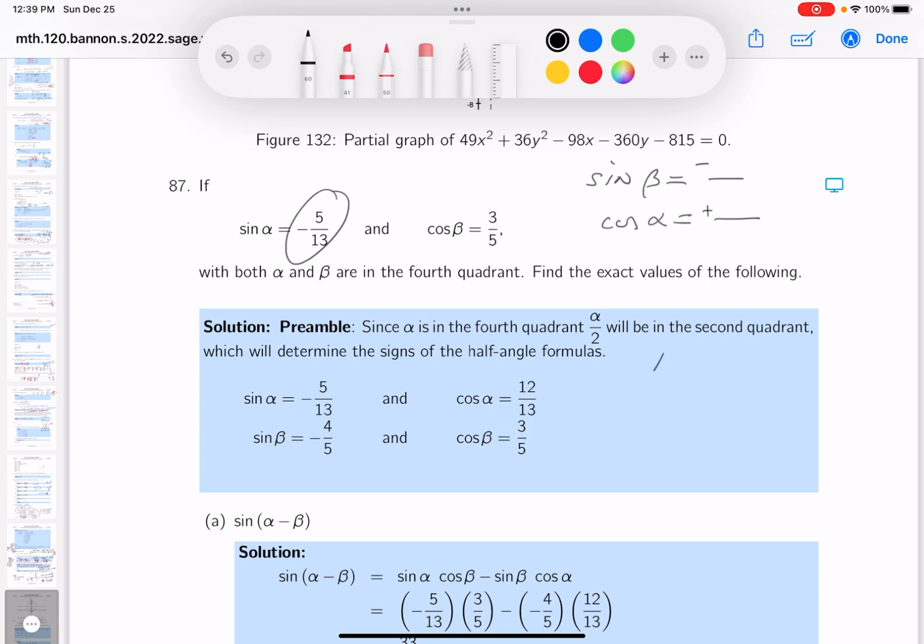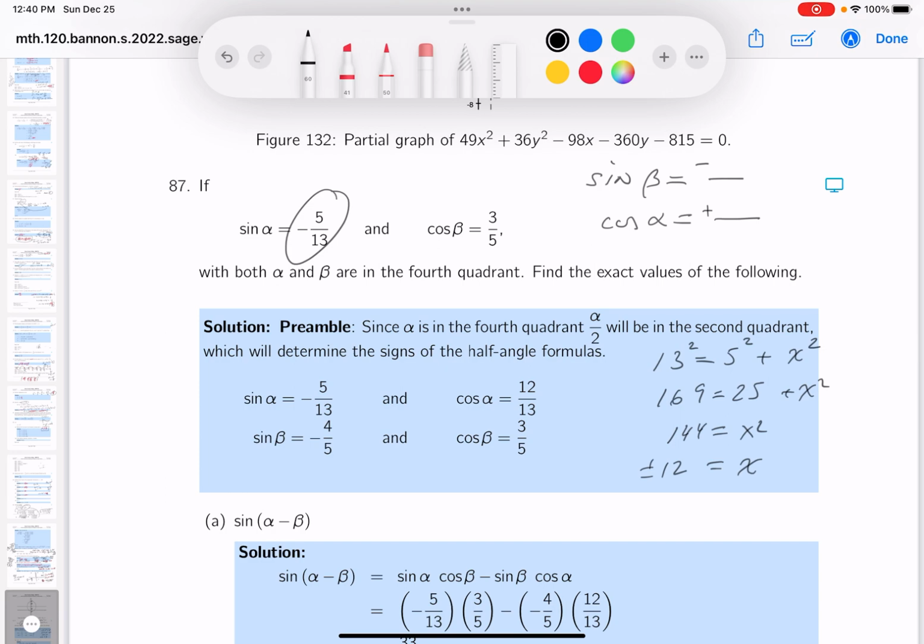So it's going to be 13 squared equals 5 squared plus x squared. All right, what do you get here? 169. This is 25 plus x squared. And then you get 144 equals x squared. So the x is going to be plus or minus 12. Now here's the deal, though. This is for the angle alpha.